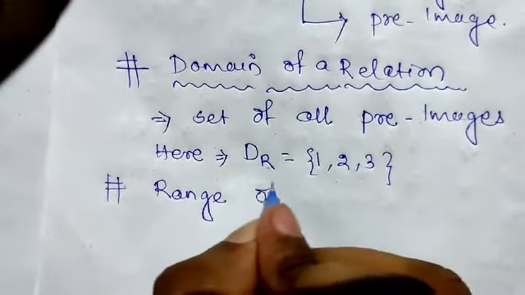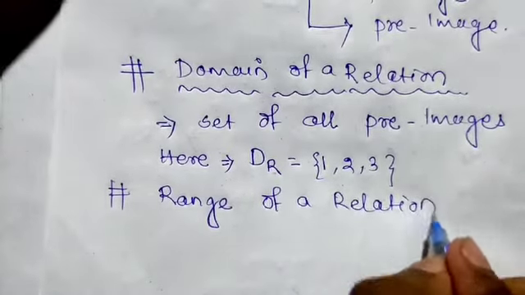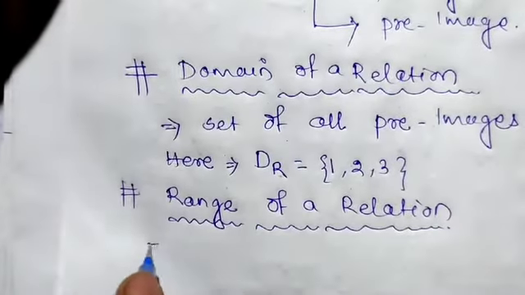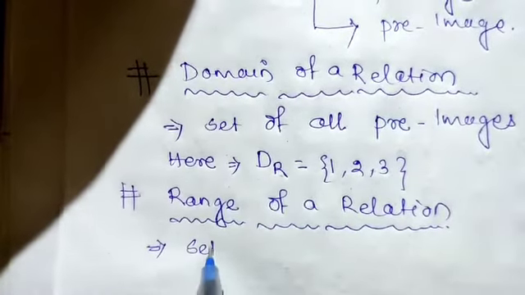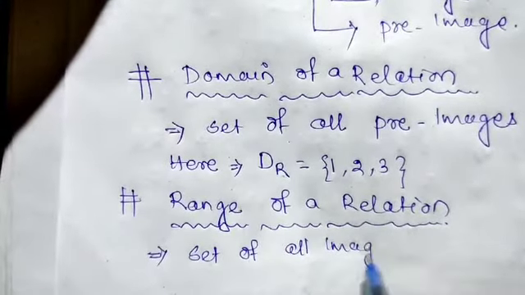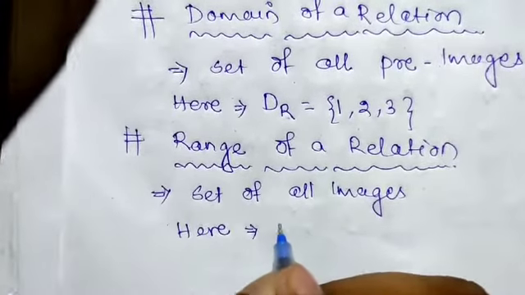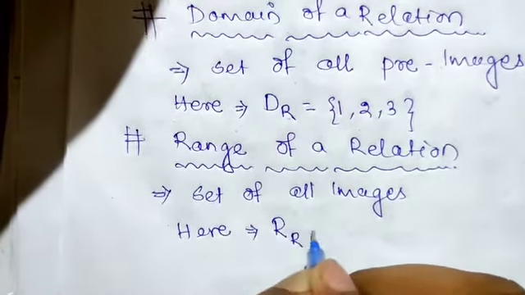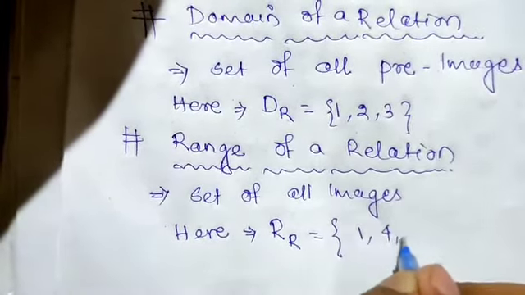Range of a relation. It is the set of all images. Here range of the relation is equal to 1, 4 and 9.